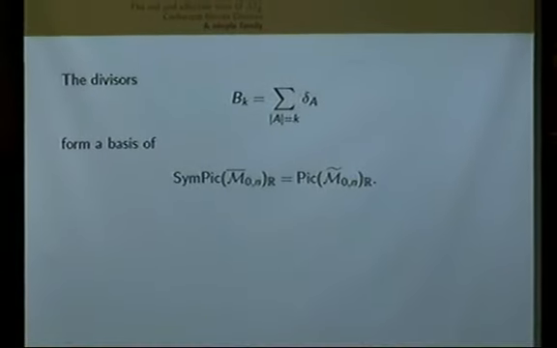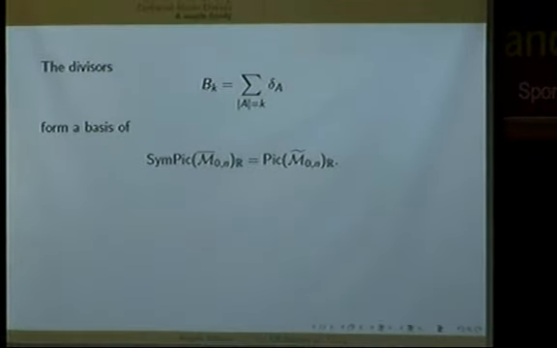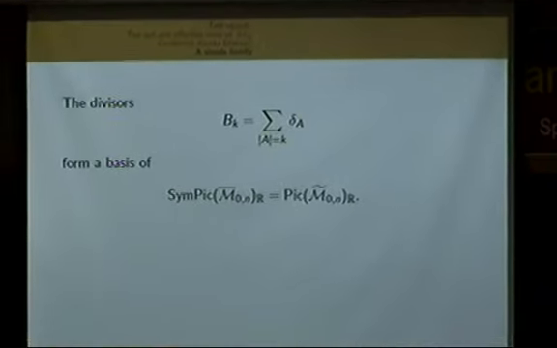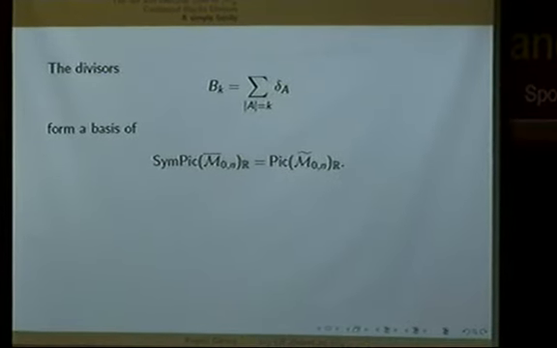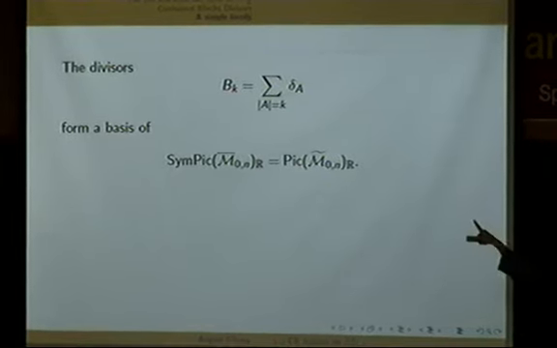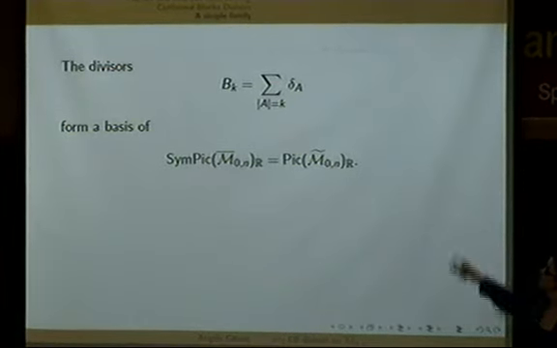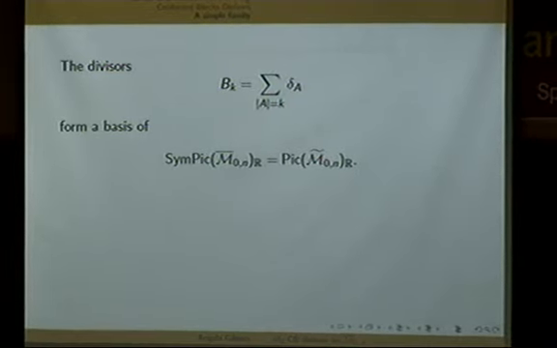Okay, so I'll just remind you, or tell you for the first time, that if you're dealing with the symmetric Picard group, or the Picard group of M0n mod Sn, then a basis is given by sums of divisors. I call them bk. Some people call them bk tilde, where you take the sum of all divisors delta A on the moduli space, indexed by sets of size k. So I didn't tell you what those are.